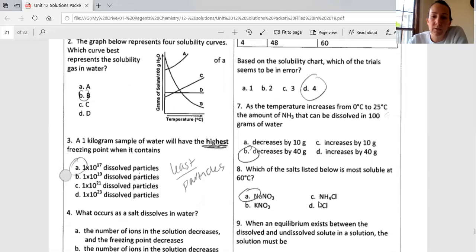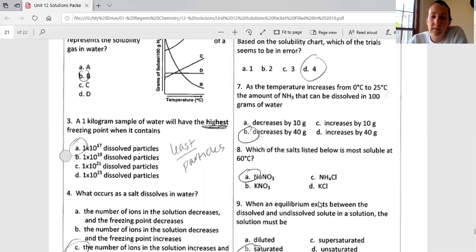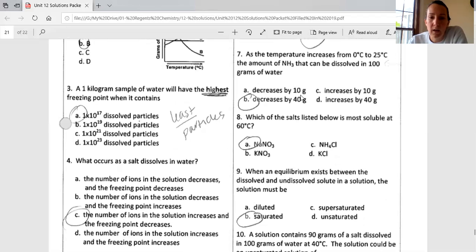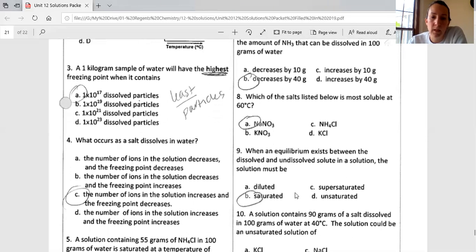Number 8, which of the salts is most soluble? At 60 degrees, go to 60 degrees, read all the way to the top, NaNO3. Number 9, a saturated solution is at equilibrium. That's one of our definitions.